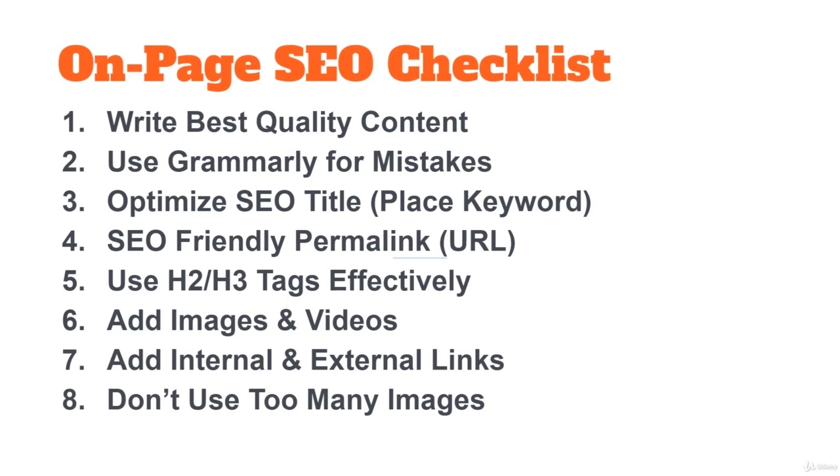Use H2 and H3 tags effectively. H3 and H2 tags are very important in SEO. These are headings and we should use them very effectively, and we also use H1 for the title. Now the 6th point is add images and videos to your content to make it interactive and more engaging. Add external and internal links to your page so that it will be more SEO friendly.